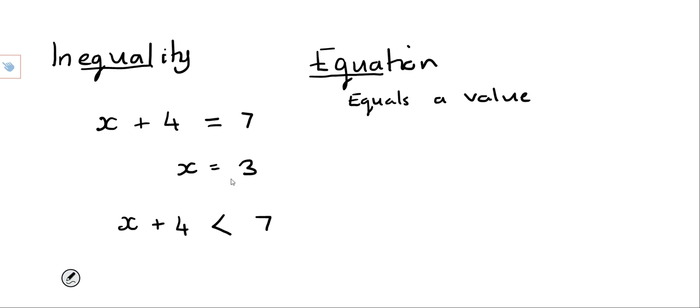Read that to me. X plus 4 is less than 7. Yeah, so x plus 4 has to be less than 7. Because the alligator eats the bigger one. Now, what does that mean about my x value? Is x equals 3 still the only possible answer? No. Why? Because it says anything smaller than 7. It's not equal to 7, it has to be less than 7.